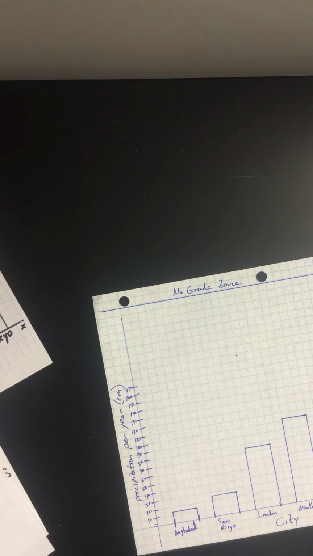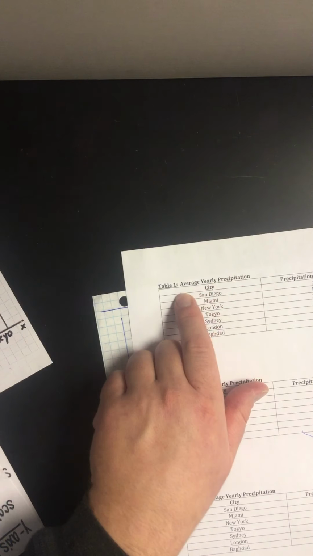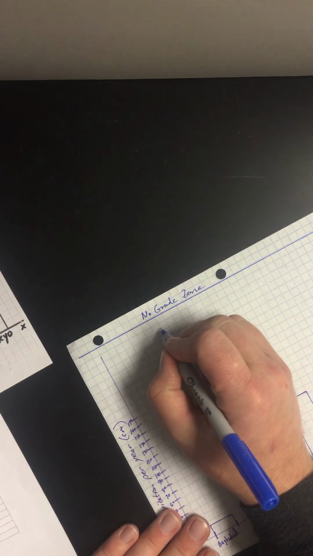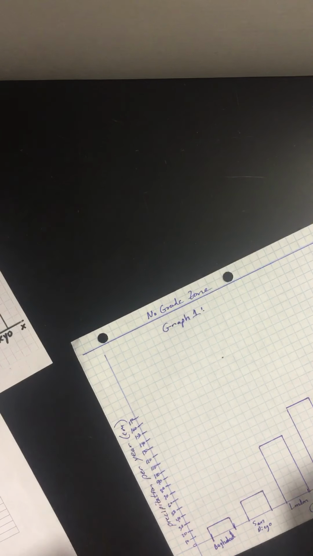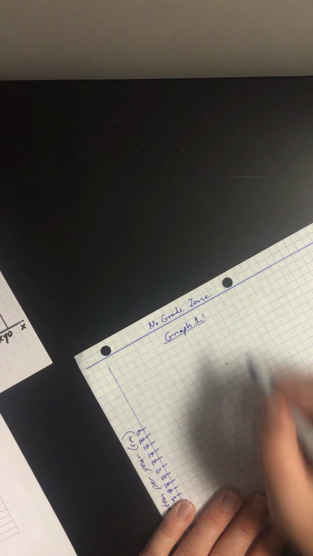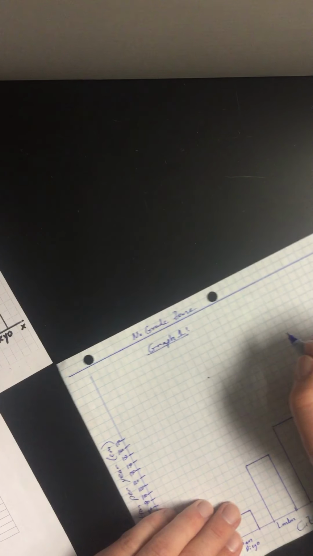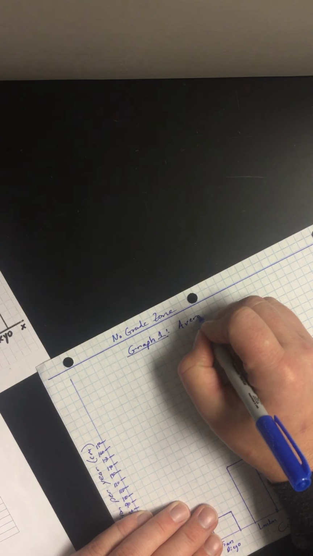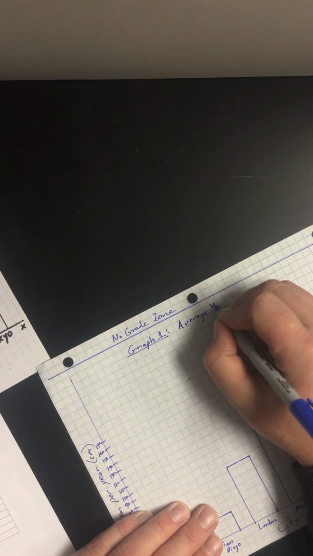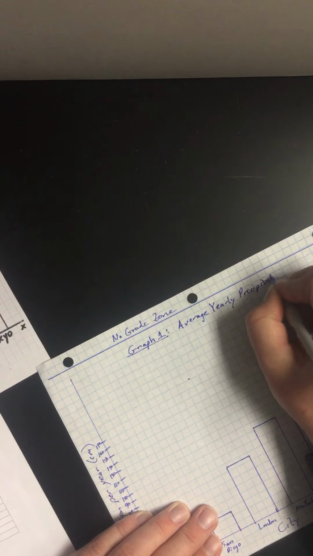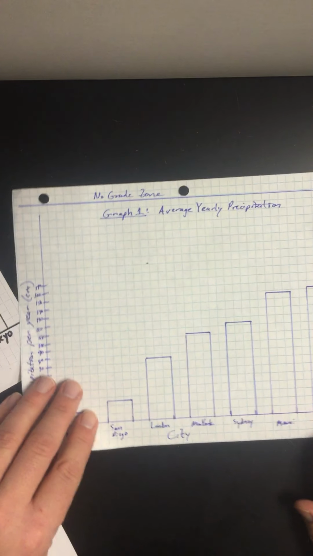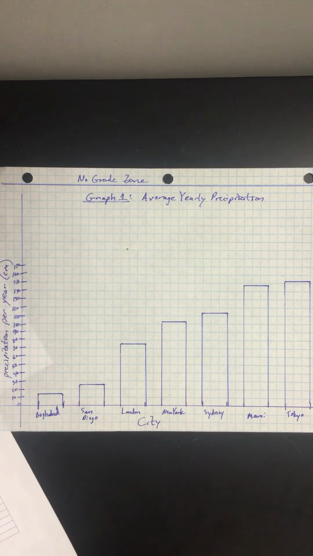The last thing we need to do is name the graph. So you see how it says average yearly precipitation for the table name? That's what we're going to make the graph name. So you are going to write graph 1. If you only have one graph, it doesn't matter. You're going to write graph 1, and then we're going to name it: Average yearly precipitation. Okay, and there it is. And you would have this colored in there.